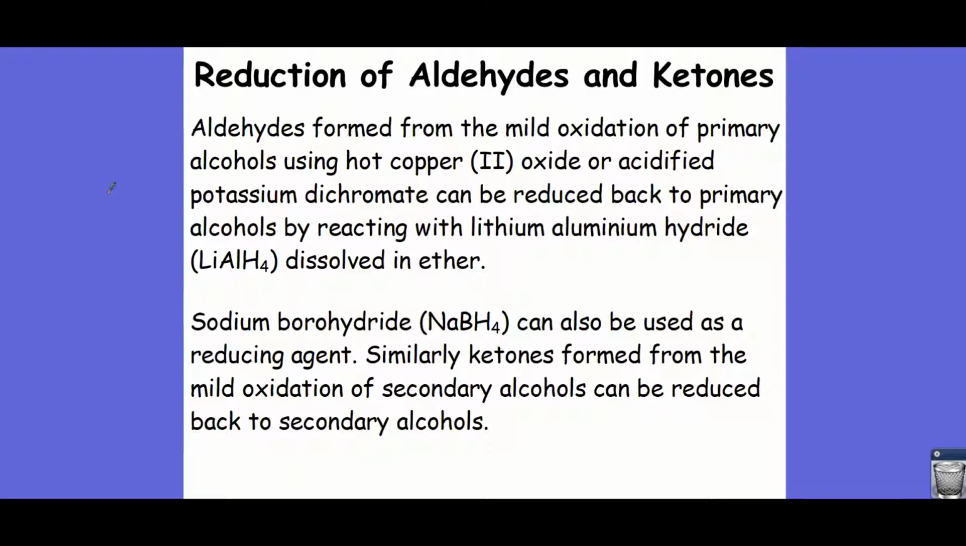When you learned about aldehydes and ketones, you also had a wee think about the oxidation of alcohols. So aldehydes are formed from the oxidation of primary alcohols, and we would use something like a hot copper 2 oxide catalyst or acidified potassium dichromate. The reduction of aldehydes we do using a reducing agent rather than an oxidizing agent, and it's just the reverse reaction of everything you learned at higher. Really common reducing agents are lithium aluminium hydride and sodium borohydride.